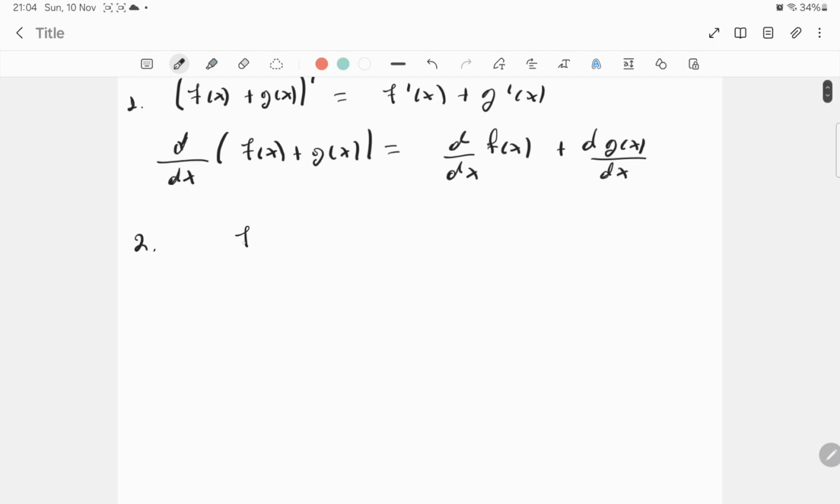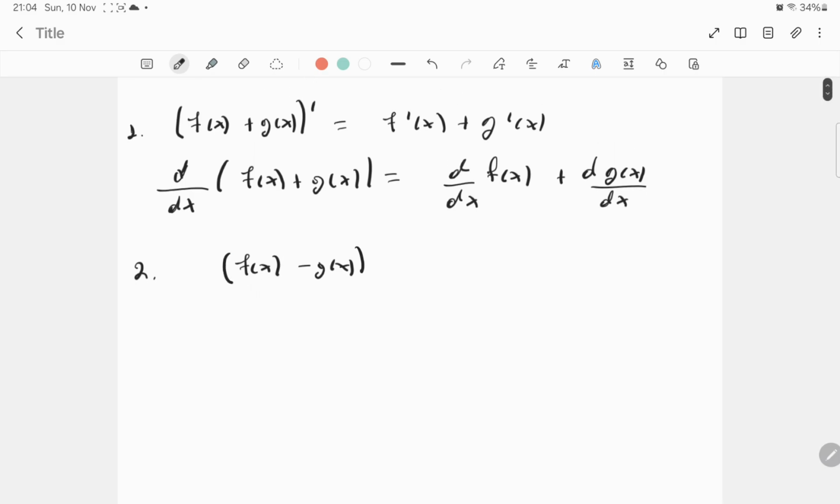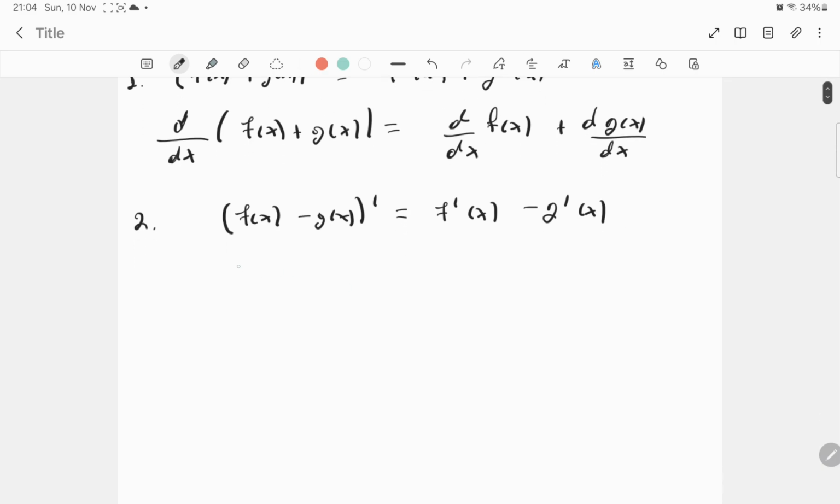Number 2. If we have the difference of two functions, f of x minus g of x, the derivative equals the derivative of the first function minus the derivative of the second function. Using the Leibniz notation, the derivative of f of x minus g of x is the derivative of f minus the derivative of g.